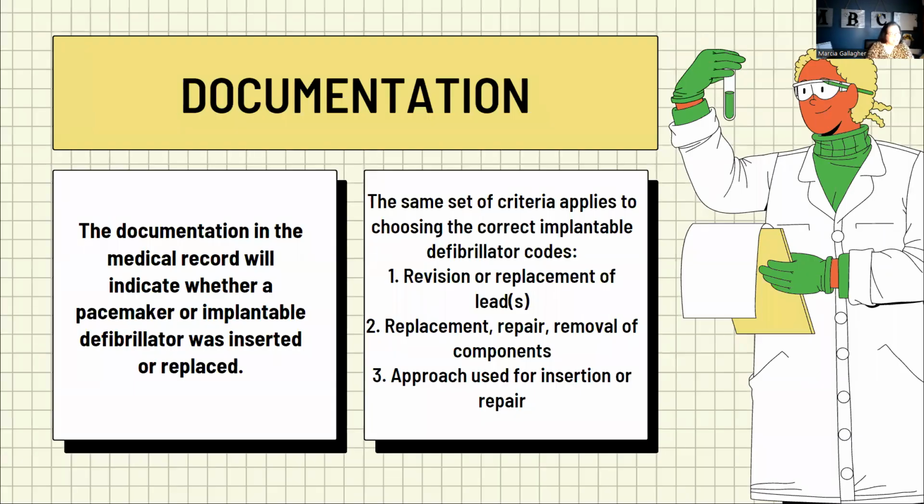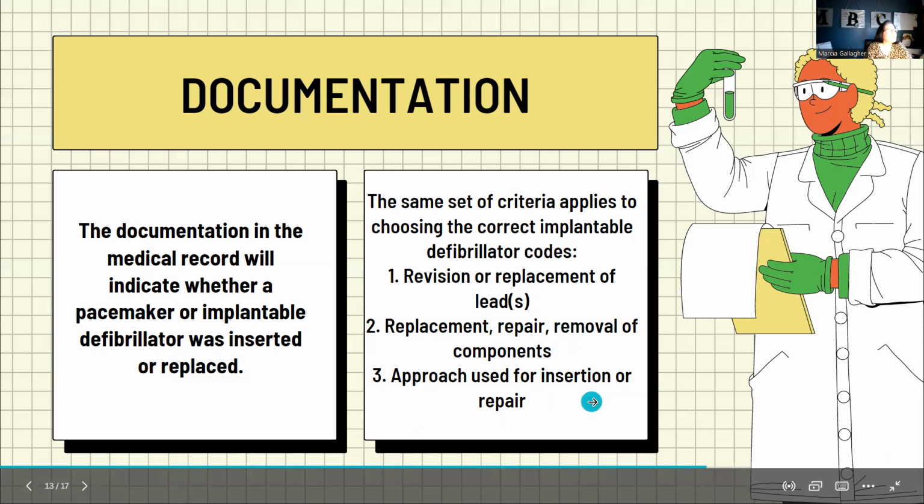So let's talk about some documentation. The documentation in the medical record will indicate whether a pacemaker or implantable defibrillator was inserted or replaced. It's going to be in your medical record. The same set of criteria applies to choosing the correct implantable defibrillator codes. It's going to be revision or replacement of leads, replacement, repair, removal of components, and approach used for insertion or repair.